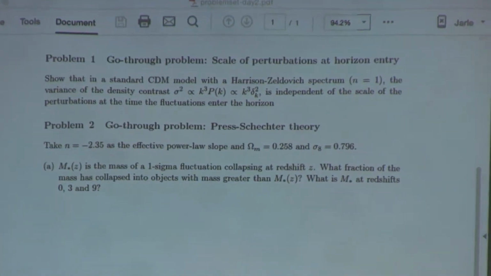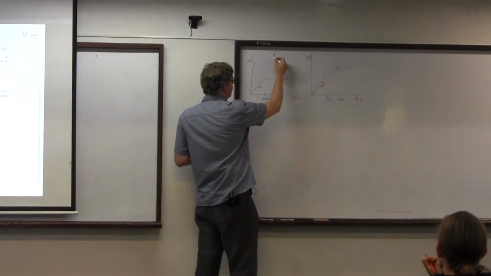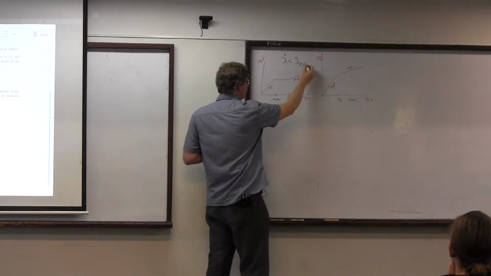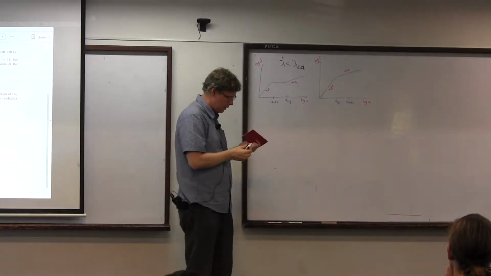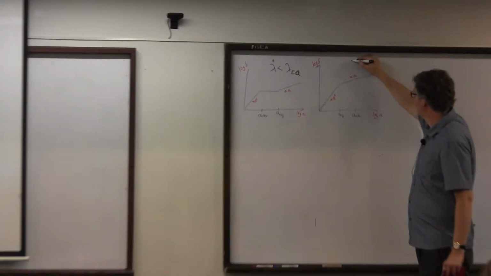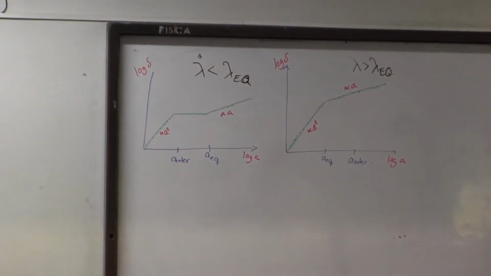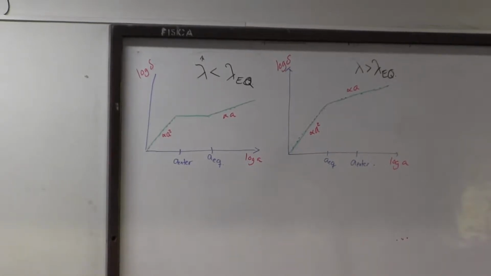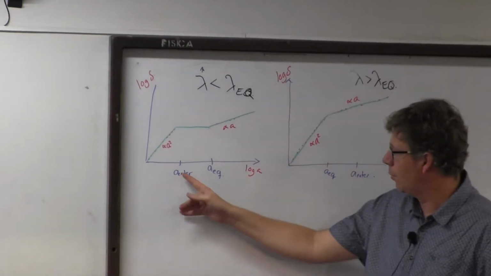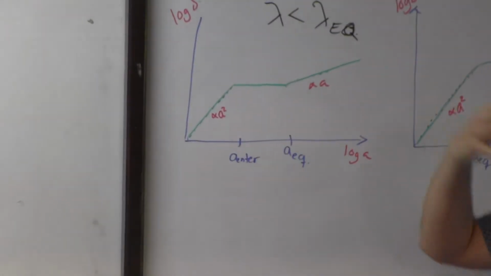Remember when we looked at how the overdensity evolves with time? We made these drawings. This is the case when it is smaller than the horizon at matter radiation equality, and this is when it's larger. Okay? So now we need to look at this drawing and find out what the overdensity was at A enter, when it becomes smaller than the horizon.